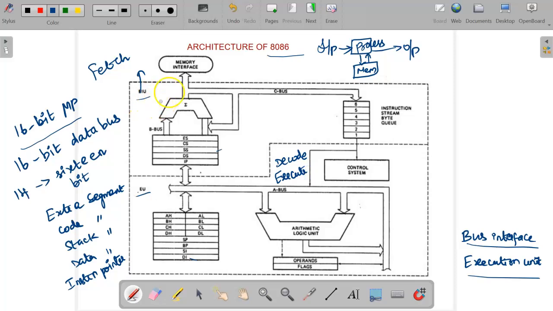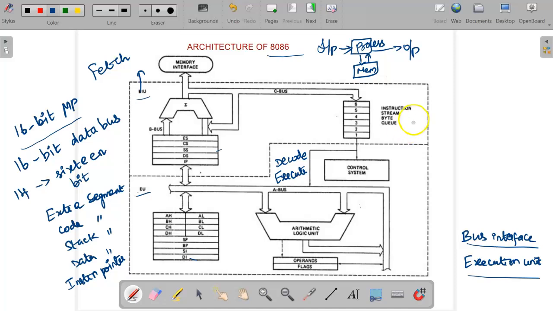So the bus interface unit will fetch the instruction, it can read the data from the memory, it can write the data to the memory, it can read the data from the input output port, or it can write the data to the input output port, and then it will transfer the information through the buses to the instruction stream byte queue. The instruction stream byte queue will then transfer those instructions one by one to the execution unit, where they will be decoded and executed. So this is the general description of this diagram. Let me see one by one what it is.